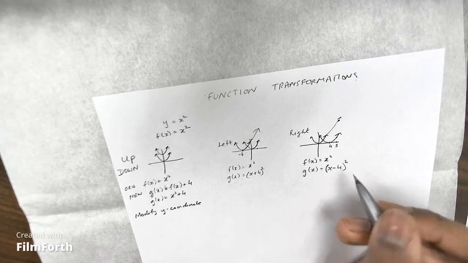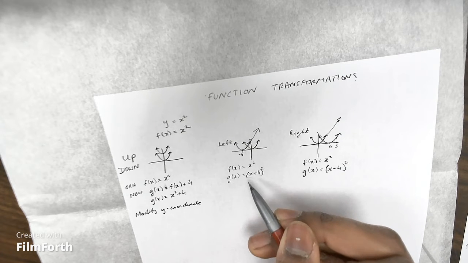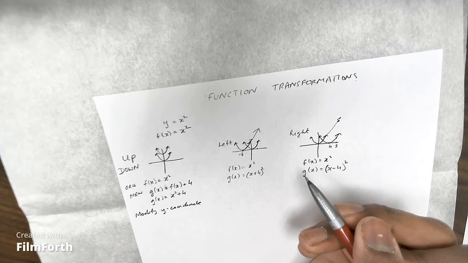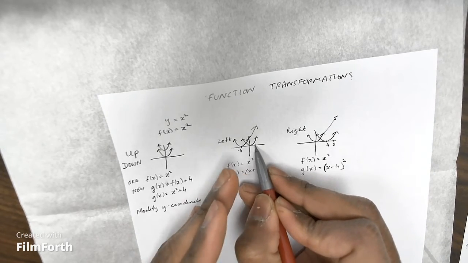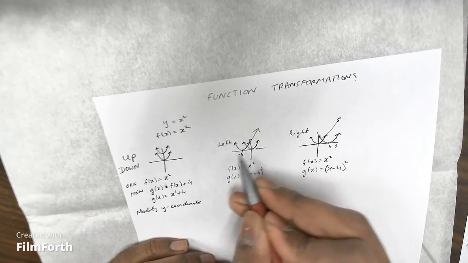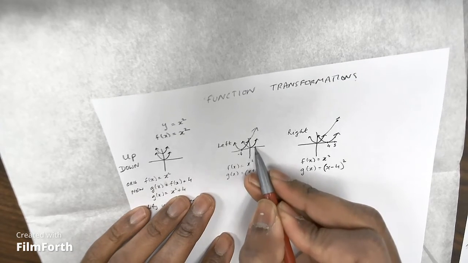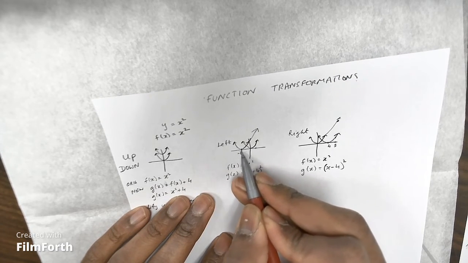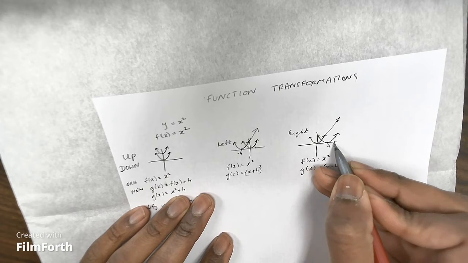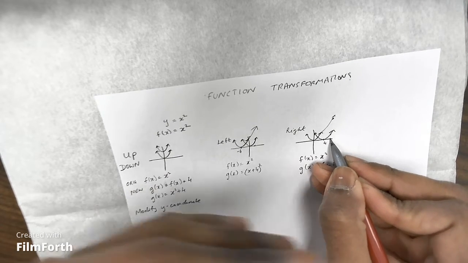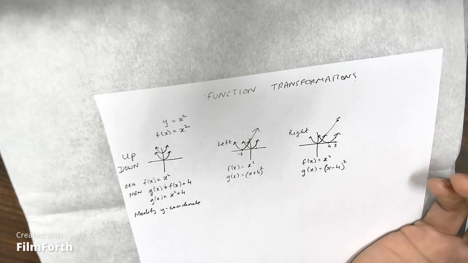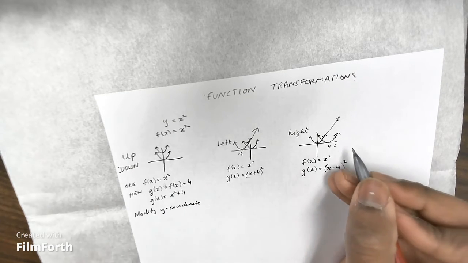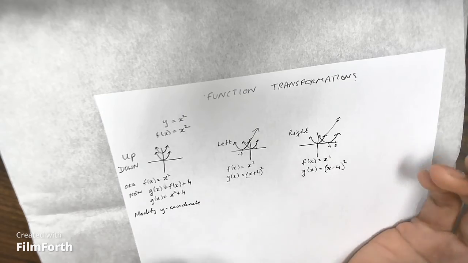I hope that's making sense. When you move to the left, you are increasing the x coordinate. Okay, so think about that. If your point was here and you move the function to the left, now the x coordinate has increased, right? If the function moves to the right, the x coordinate is decreasing. So keep that in mind. Just visualize it on the x-axis.